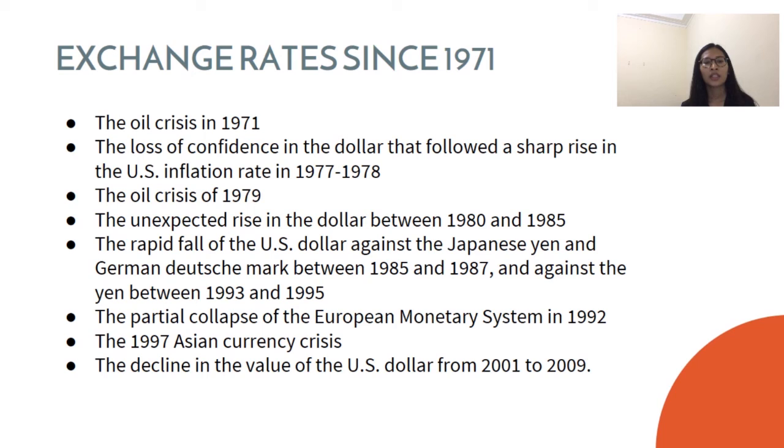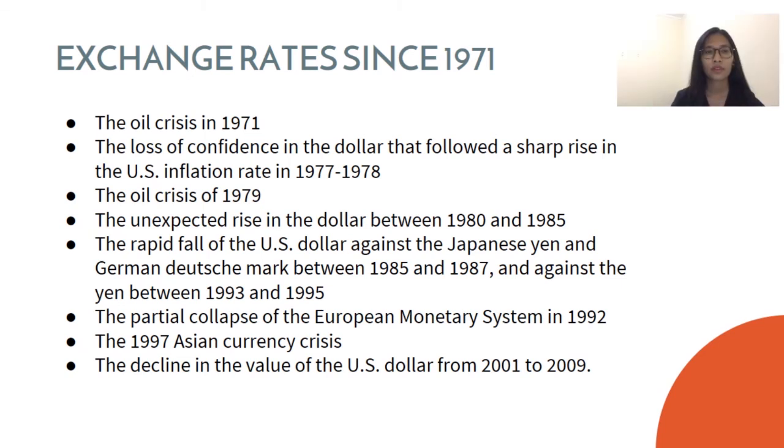The second factor is the loss of confidence in the dollar that followed a sharp rise in the US inflation rate in 1977 to 1978. The next factor is the oil crisis of 1979. This is the second time OPEC raised oil prices after 1971.